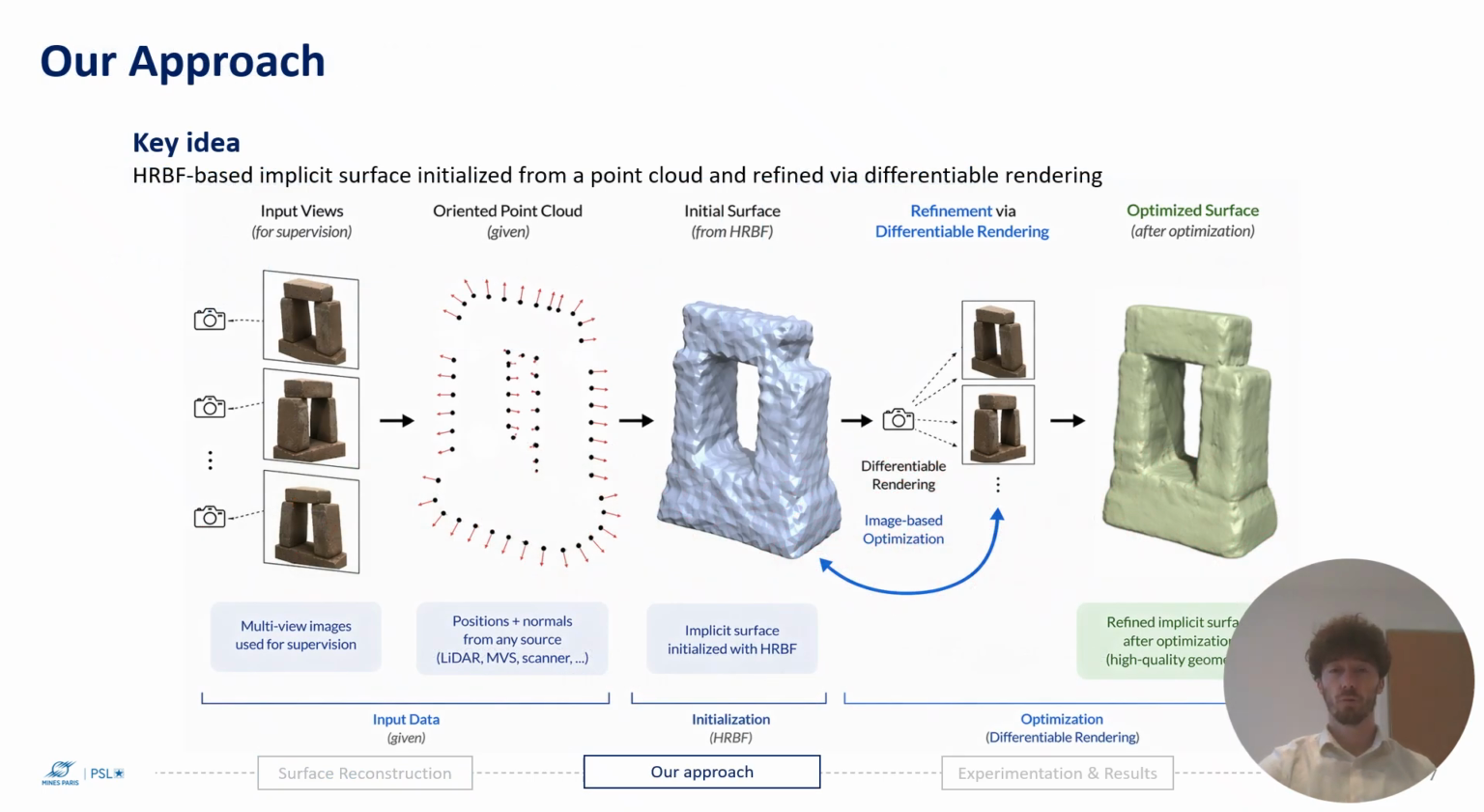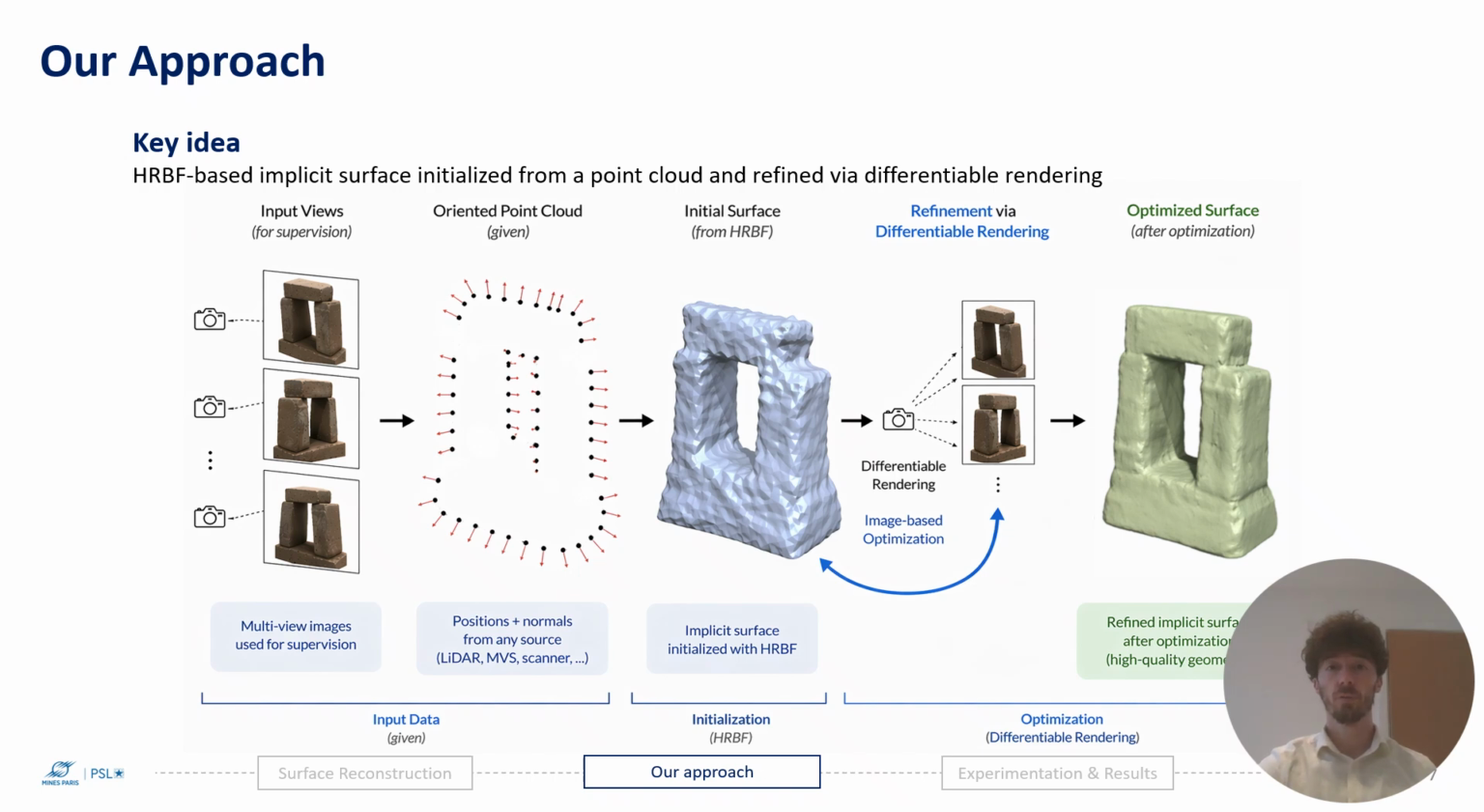Building on these reconstruction methods, our approach combines HRBF-based implicit surfaces with differentiable rendering. The key idea is to start from an oriented point cloud and use it to initialize an implicit surface representation. This gives us a geometrically meaningful prior from the beginning of the optimization. More specifically, the input to our method consists of two elements.